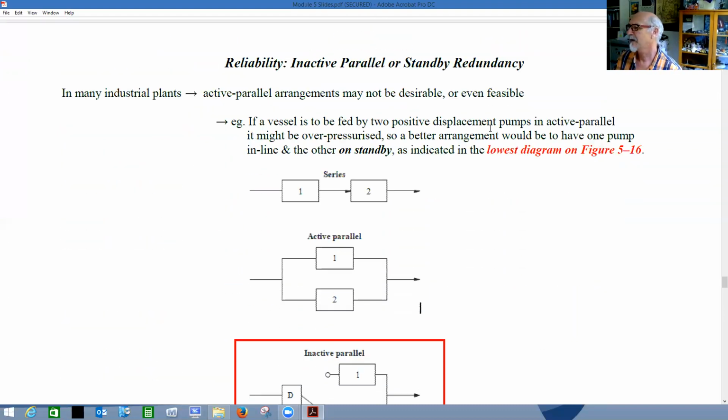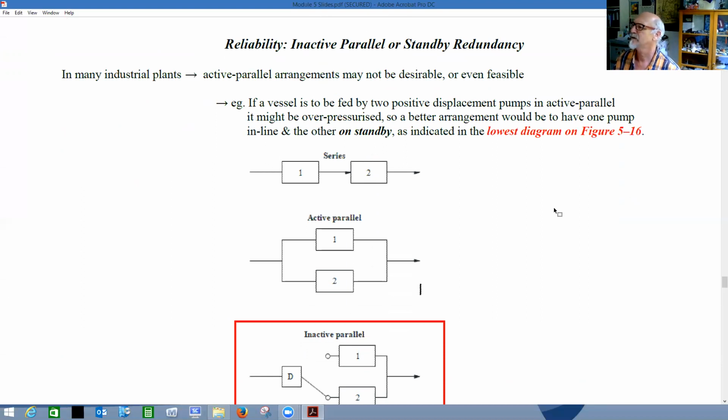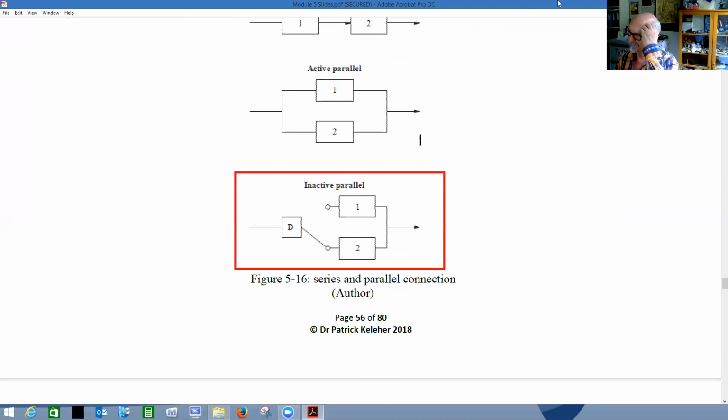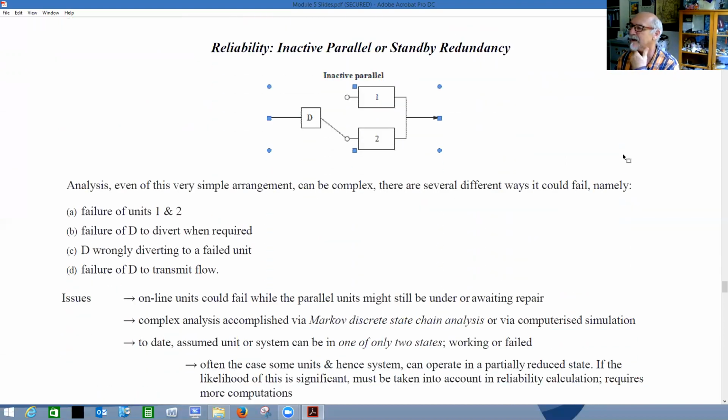Now, you can also have inactive parallel or standby redundancy. So if we go back to that original diagram, we've looked at the series, we looked at the active parallels, and now the standby one. We're going to concentrate on this one. This is what it looks like.